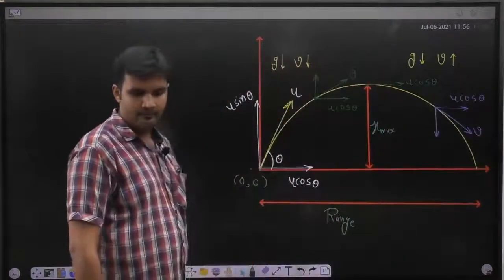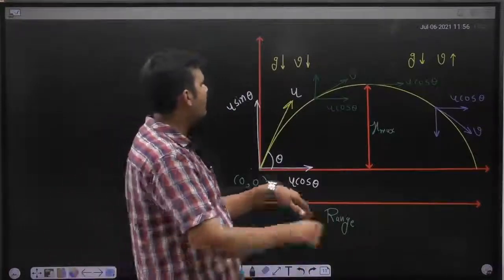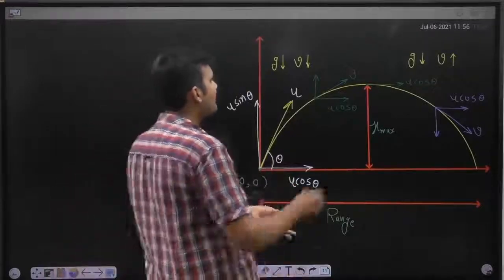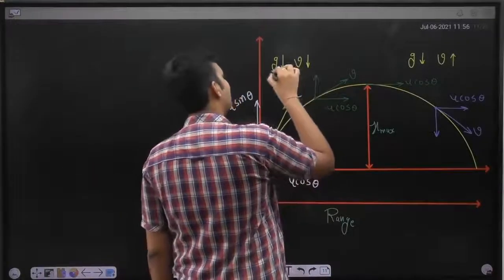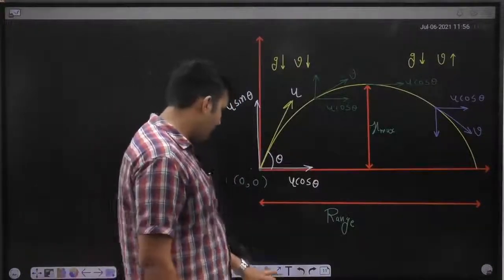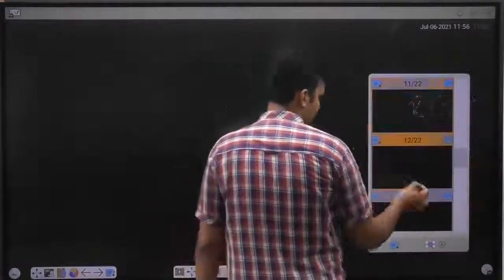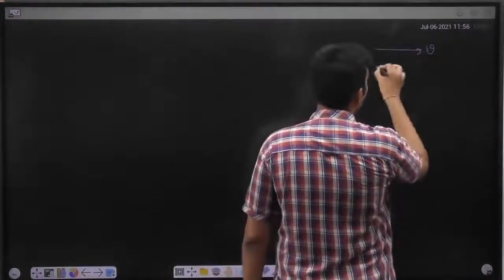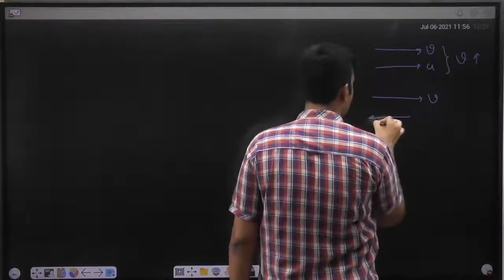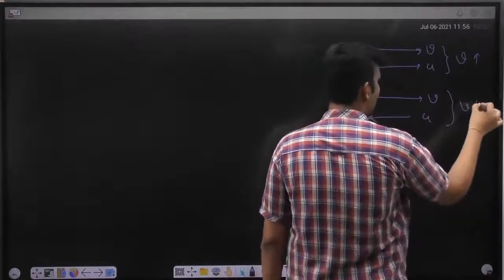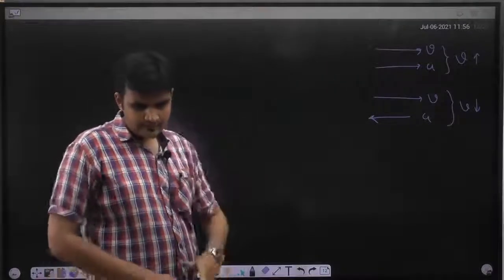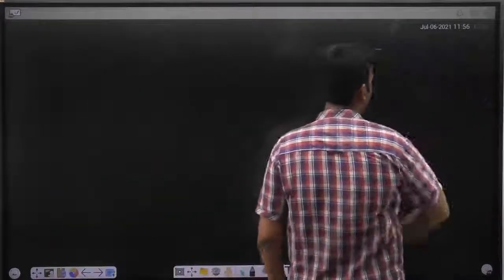Yes or no? Have you all felt that? X component is constant, no need to worry. Just see for y component. Y component velocity is upwards, acceleration is downwards, so velocity will decrease. Hai na? You should remember this kinematics case. If this is velocity and this is acceleration, so velocity will increase. If this is your velocity and this is your acceleration, then your velocity will decrease. Remember all this. If your velocity and acceleration are in the same direction, it will increase. Hai na? Chalo.